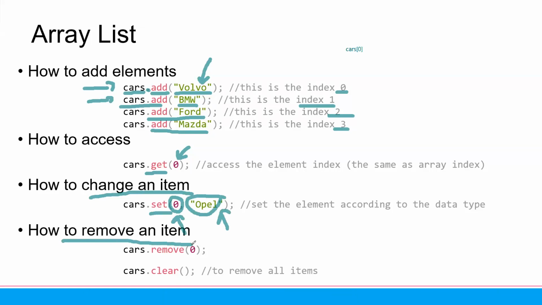If I want to remove an item, I can just use remove. Let's say I want to remove index 0. So remove 0 means the item at index 0 will be deleted. If I use clear, then it removes all the items.